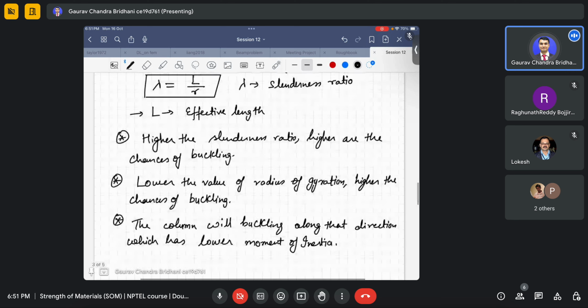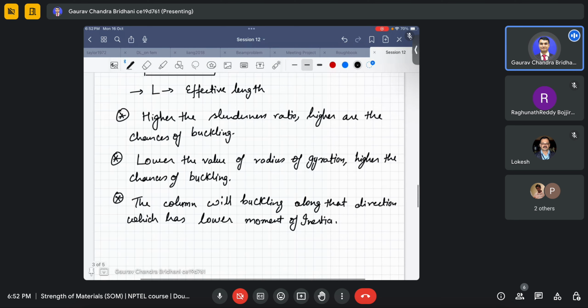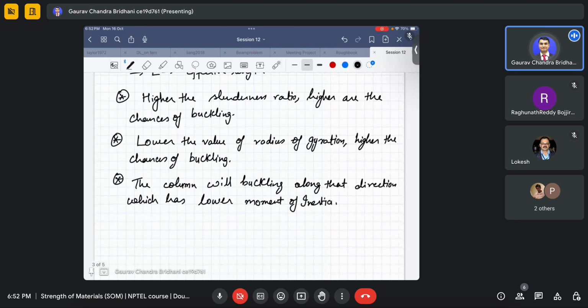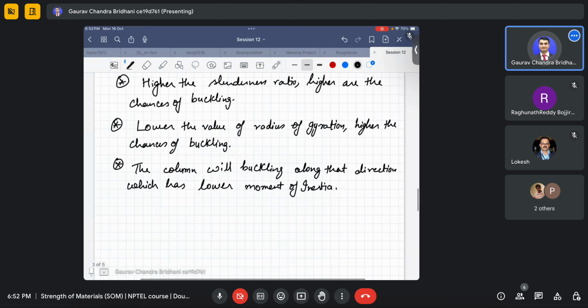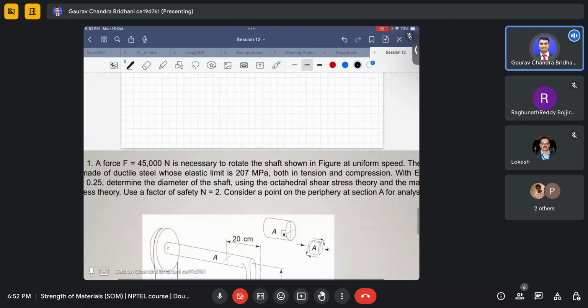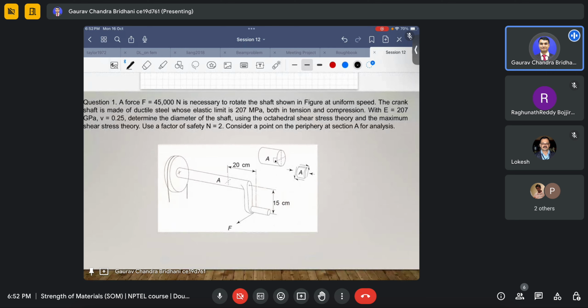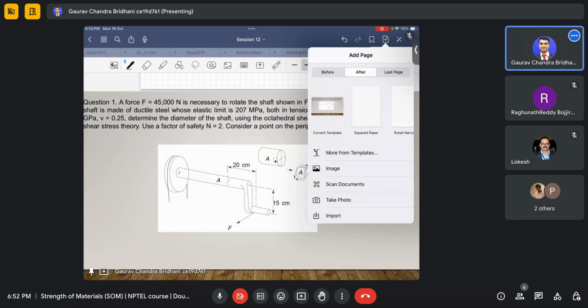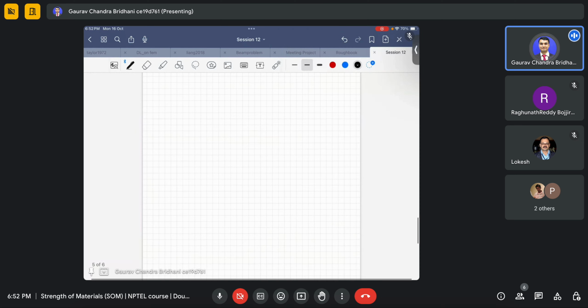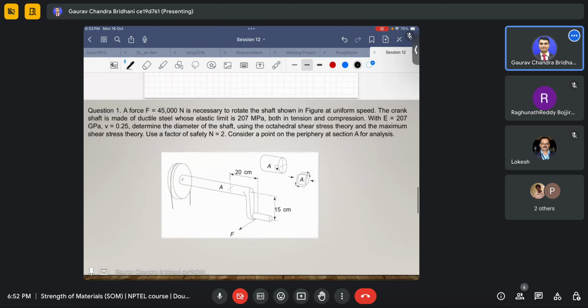So this is mostly discussed in column buckling, and it is also very much applicable in this course of strength of materials. Okay, so let's move to the problem. We'll solve one problem first on this failure criteria, and then we'll go for a buckling problem.